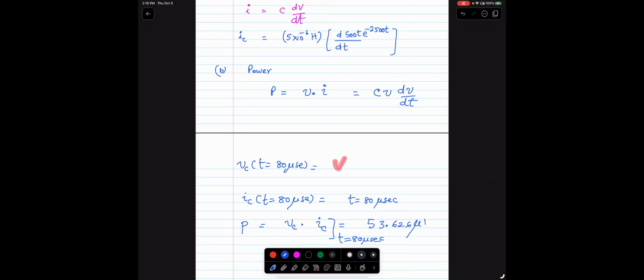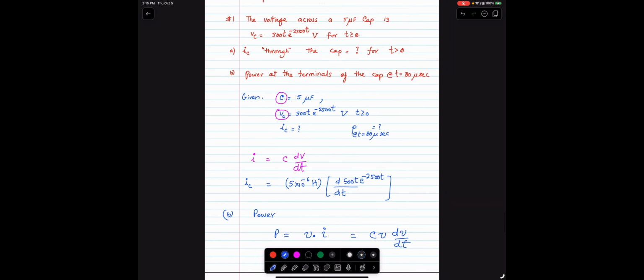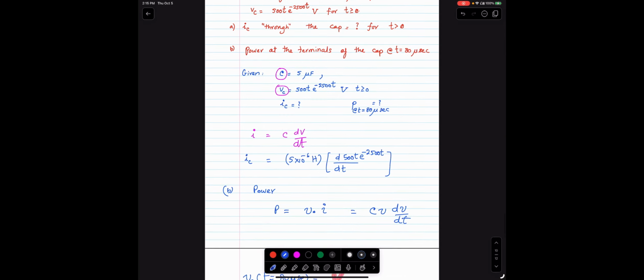The final answer for power that you should see when you multiply V of C and I of C at time t equals 80 microseconds is 53.626 microwatt. Because we have solved a very similar problem in the past using derivatives, and because you're comfortable doing the problem, I'm not going to show you the individual steps, but I still have shown you the approach that you should use when you encounter this kind of problem. In the next video, we'll look at more examples.